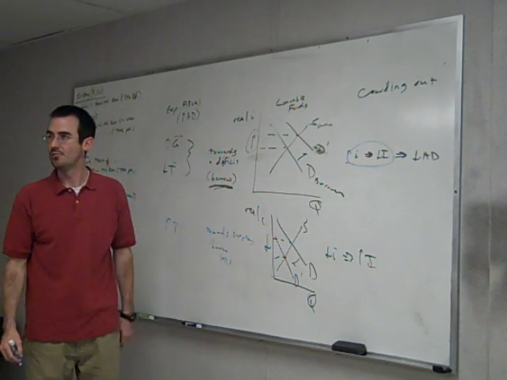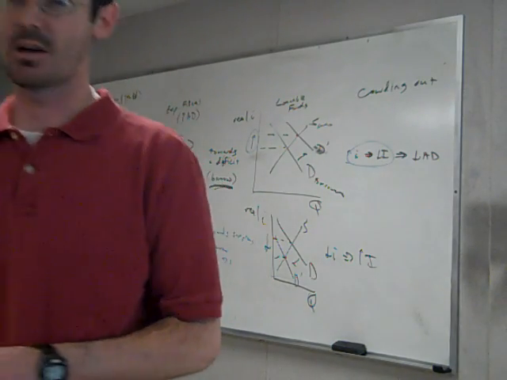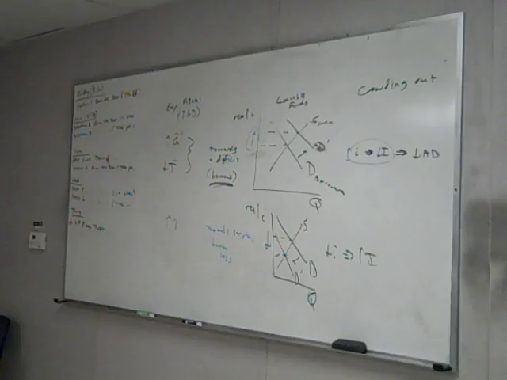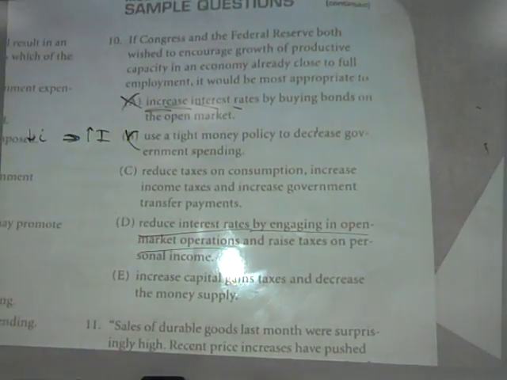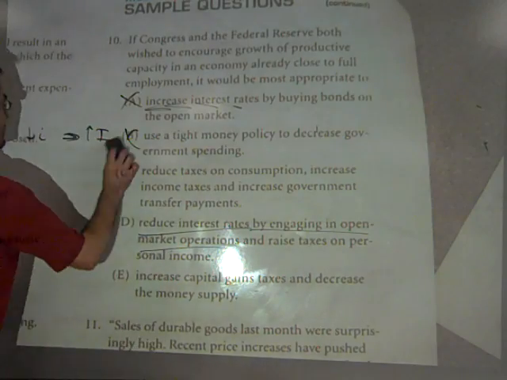What's this called, by the way? This is reverse crowding out. It's not called crowding in. Crowding in is a more complicated concept than is on the AP test. All right. So I like choice D. Both of those would lower the interest rate and raise investment. All right. 5 more questions.